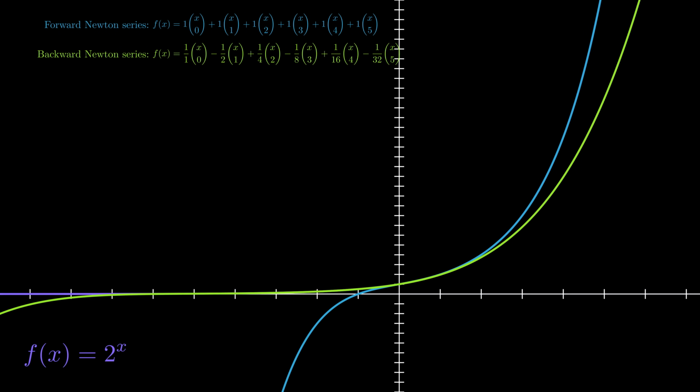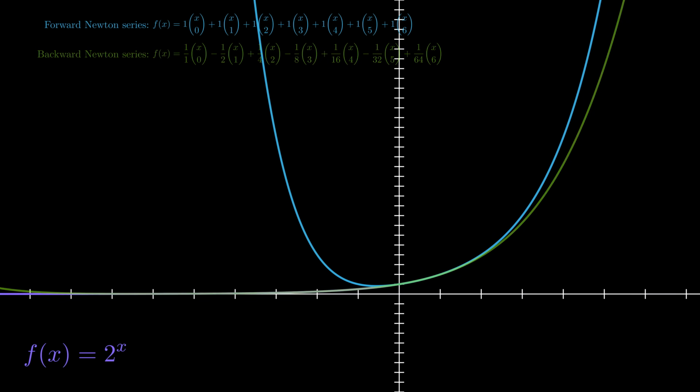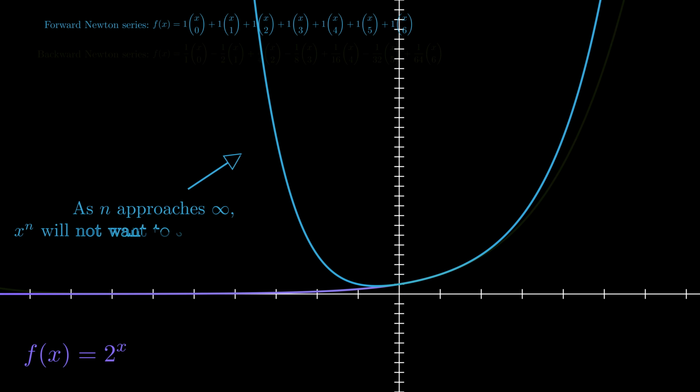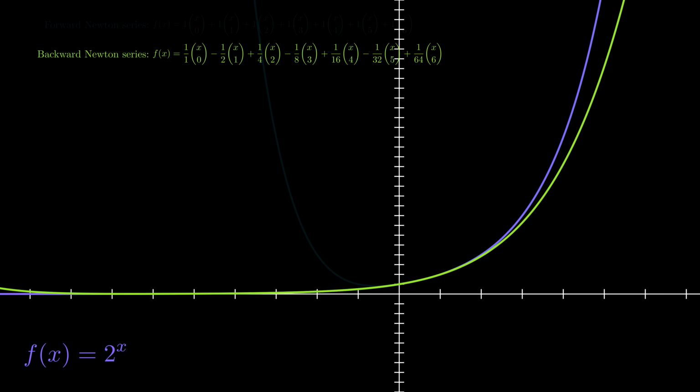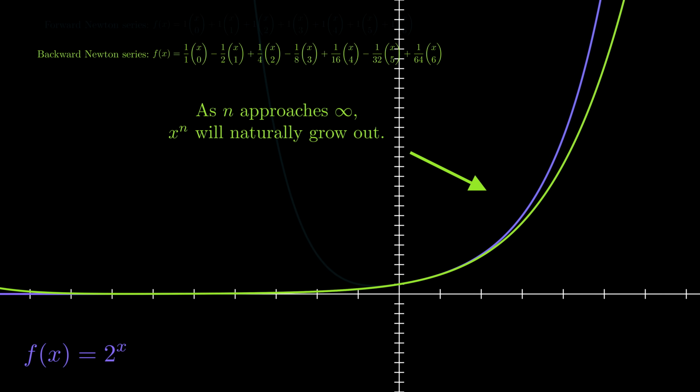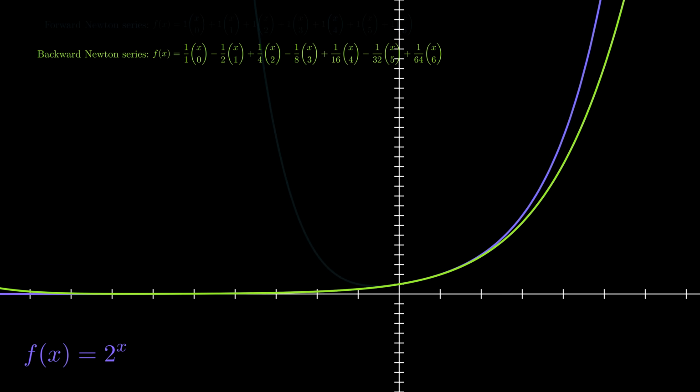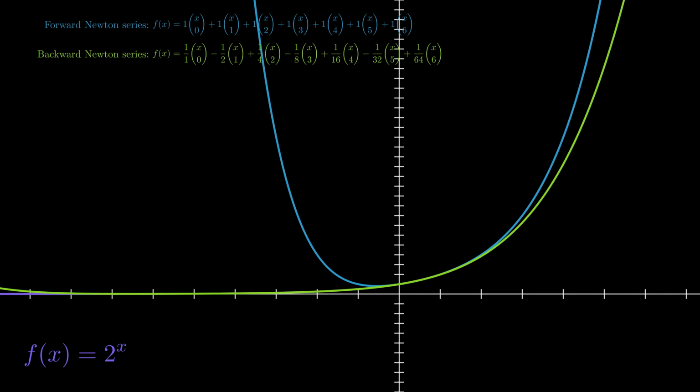This is why the 2 to the x approximation is so poor with the forward series. The function grows very aggressively, making it impossible for the negative domain to stay close to 0. On the other hand, if you use the backward Newton series to get the negative side close to 0 first, then the positive side will naturally grow out, and the process converges to the function everywhere.